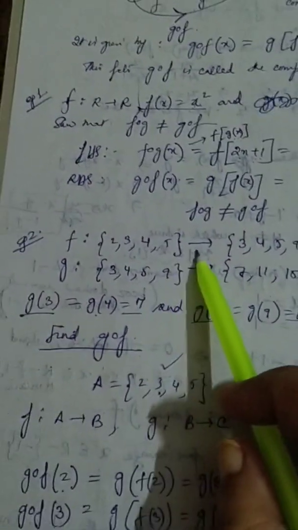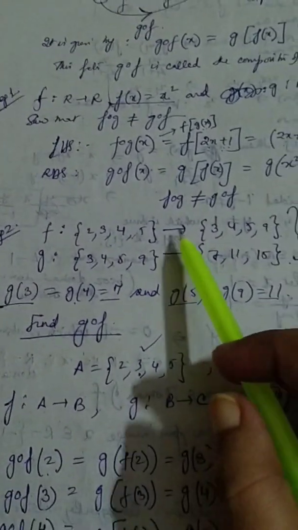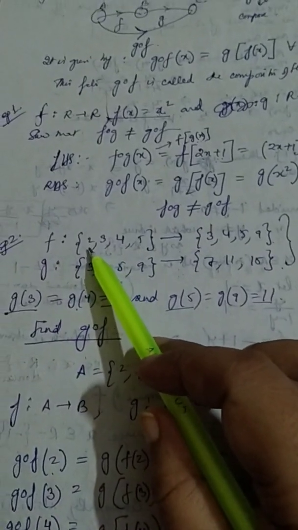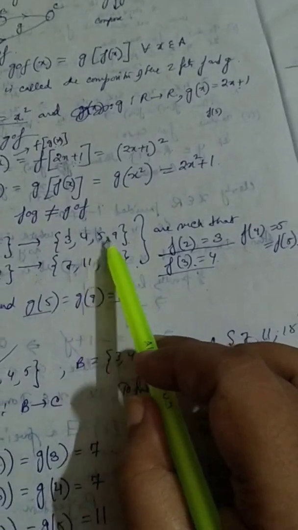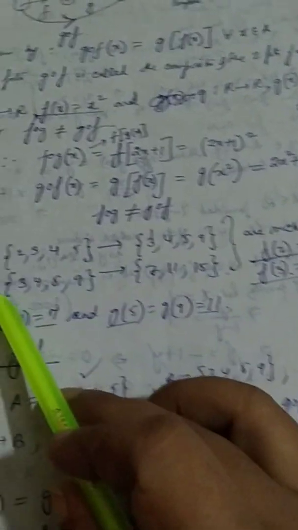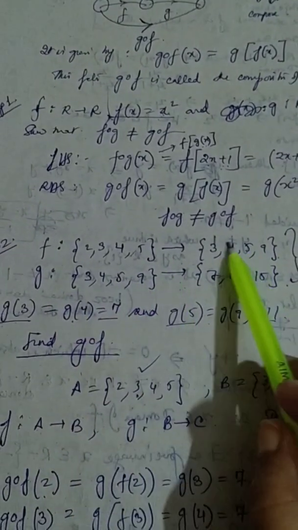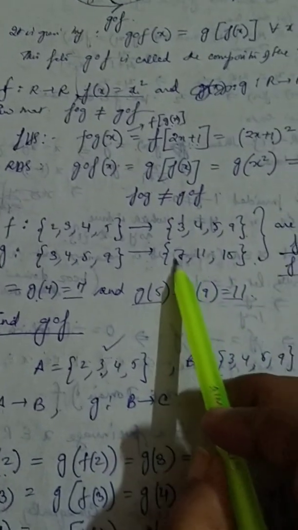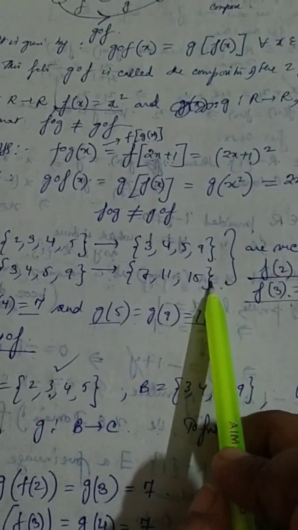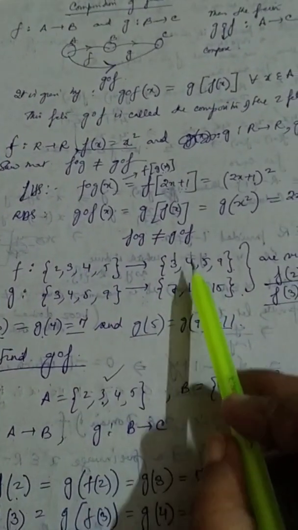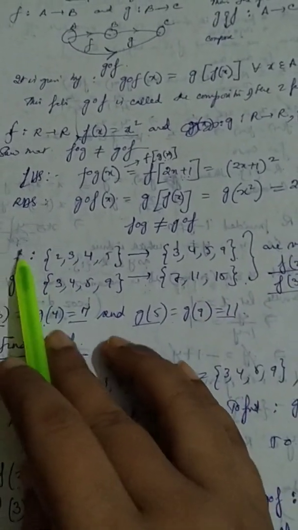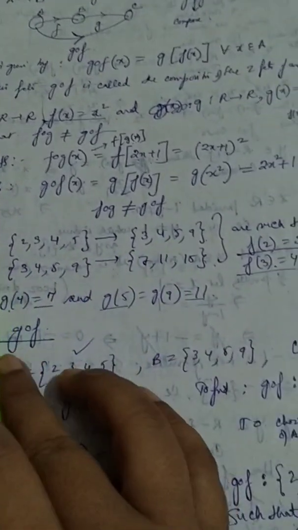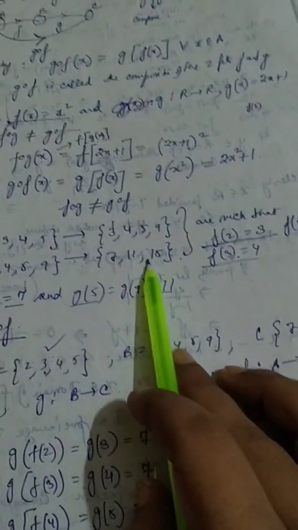If we have finite sets, another example, let us move on to F is a function from the elements 2, 3, 4, 5 to the elements 3, 4, 5, 9. And G is a function from the elements 3, 4, 5, 9 to another set whose elements are 7, 11 and 15. You can write this as A, this as B and this as C, separately to make it look neat, and you can write that F is a mapping from A to B, G is a mapping from B to C.